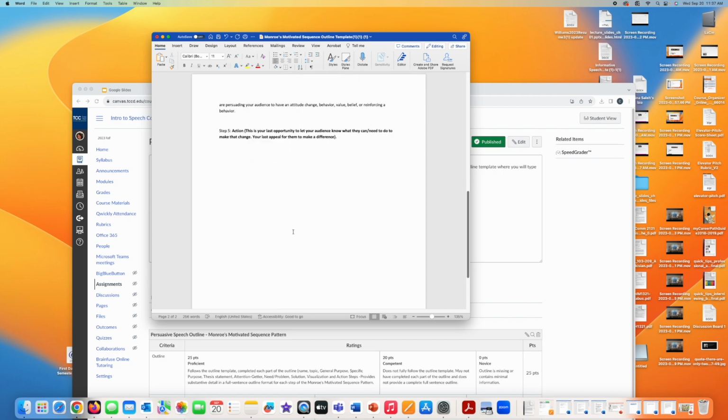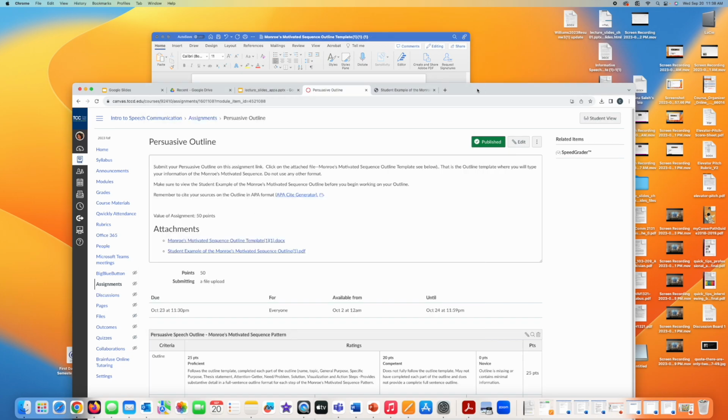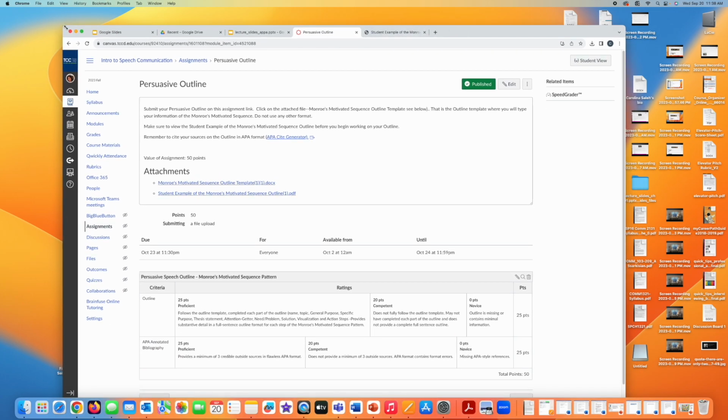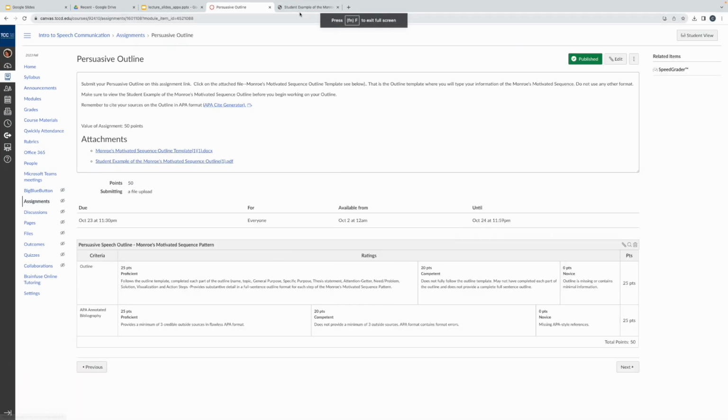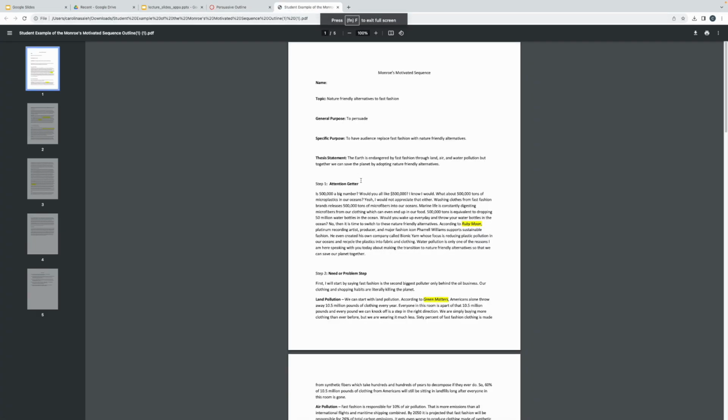And once you have completed the 5 steps, make sure that you include a works cited down here in APA format. And I will show you a student example. Let me go ahead and do this. Now this is an example of the Monroe's motivated sequence pattern.